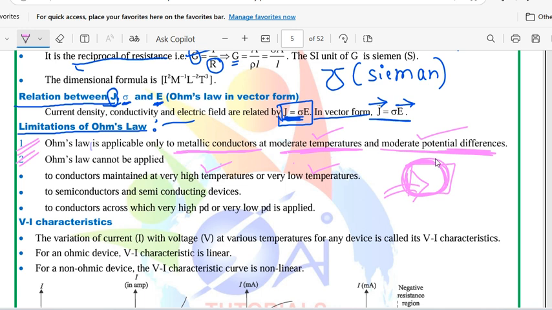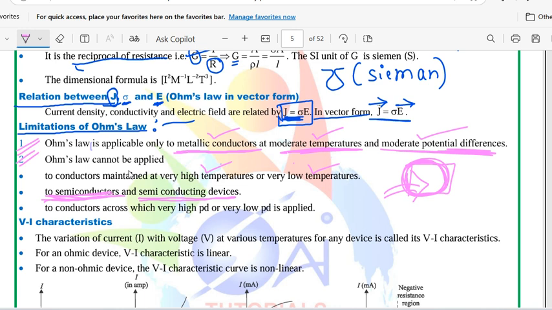Okay, this cannot be applied to conductors maintained at high temperatures or very low temperatures. You also can't apply it to any kind of semiconductors or semiconducting devices, because it is applicable only to metallic conductors, the materials which have low resistivity. So if you apply it to semiconductors or semiconducting devices, Ohm's law will not apply.